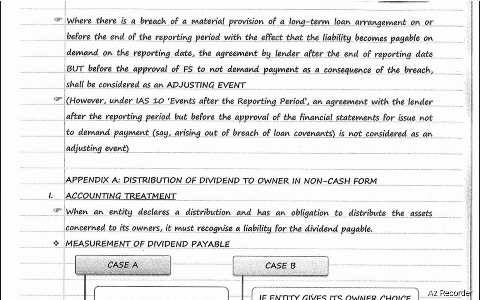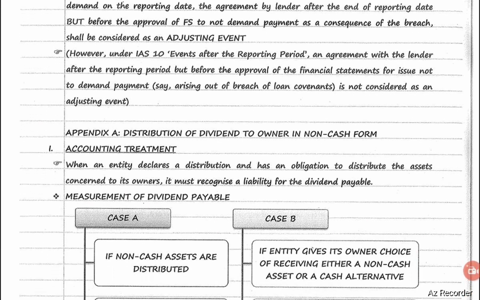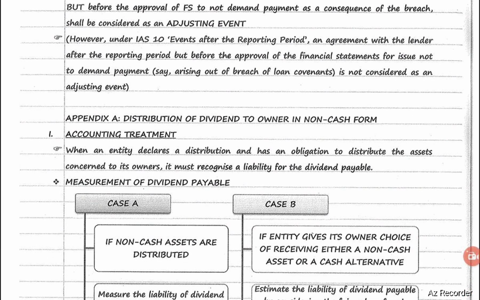This facility is not there in International Accounting Standard 10. As per IAS 10, it will still be considered as non-adjusting event only. So after breach, if grace period greater than or equal to 12 months is permitted or conditions removed, it will be an adjusting event. Next, distribution of dividend to owner in non-cash form. When an entity declares a distribution of dividend and has an obligation to distribute the assets concerned to its owners, it may recognize a liability for the dividend payable. Measurement of dividend payable. There are two cases, case A, case B.